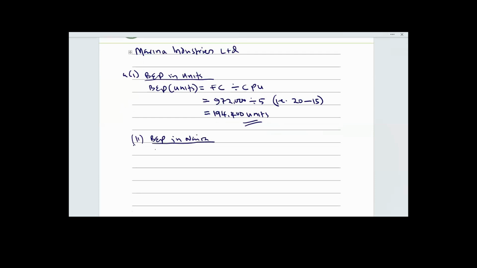The break-even points in naira is calculated as fixed cost divided by contribution margin ratio. 972,000 divided by contribution margin ratio, which is contribution per unit of 5 naira divided by selling price of 20 naira. So that will give us 0.25. So what do you have here? 3,888,000. That's the sales value that must be sold for the company to be able to break even.